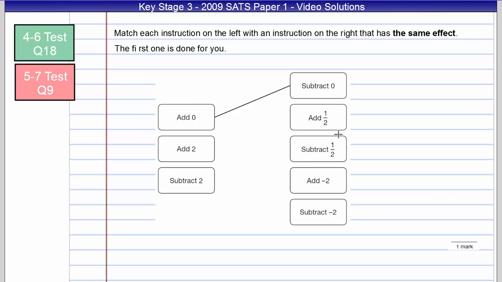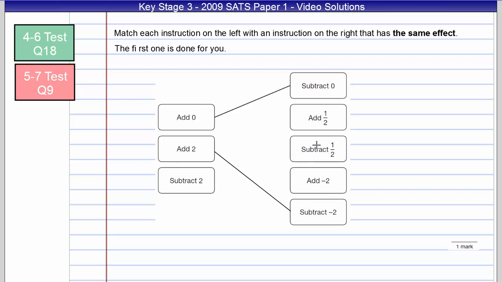And on here we've got to choose from add a half, subtract a half, add -2, subtract -2. Well, we should be able to rule out add a half and subtract a half. They're clearly not going to be the same thing. So we've got add -2 and subtract -2. Well, there's no way that adding 2 could be the same as adding -2. So that only leaves adding 2 being the same as subtracting -2, because taking away a negative number is the same as adding that number. So add 2 matches up with subtract -2.